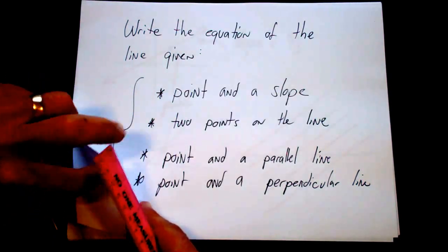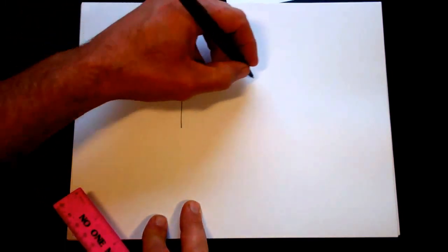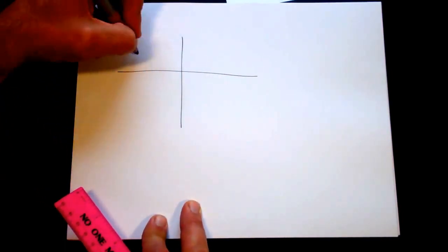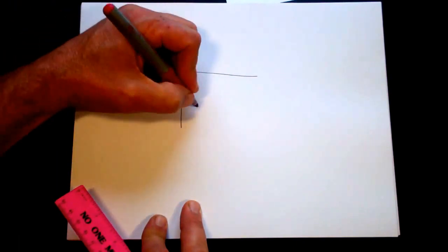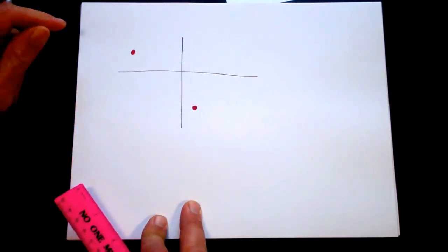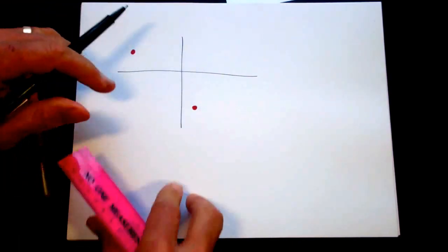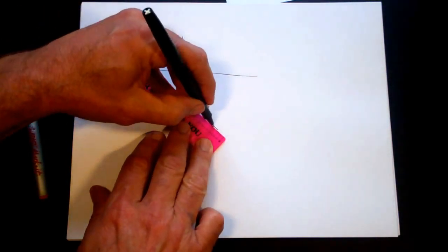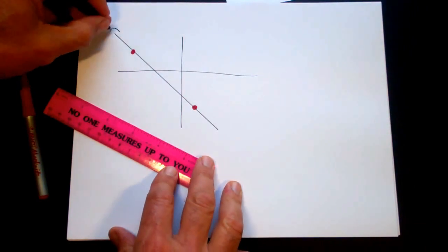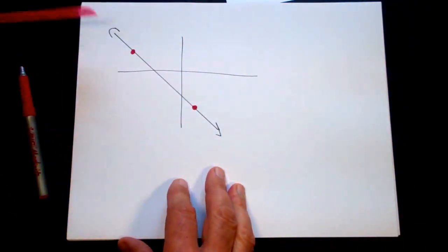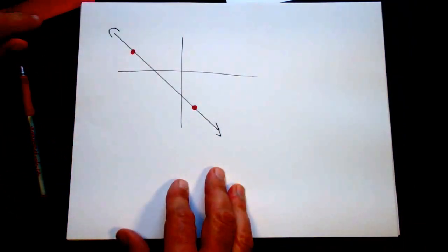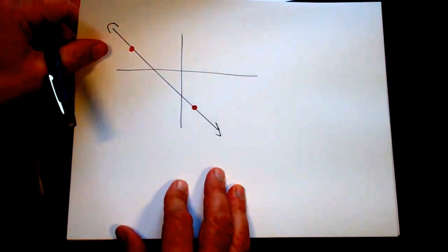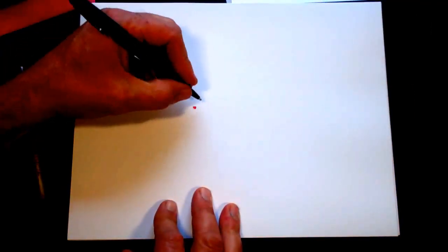Let's go to the next one, 2 points on the line. This is just simple geometry. If you're given 2 points, how many lines go through both this point and this point? Just one. Now we're going to be doing it algebraically, but we can see it geometrically. Similarly, let's say you're given a point and a perpendicular line or a parallel line. Let's do it with a point and a perpendicular line.